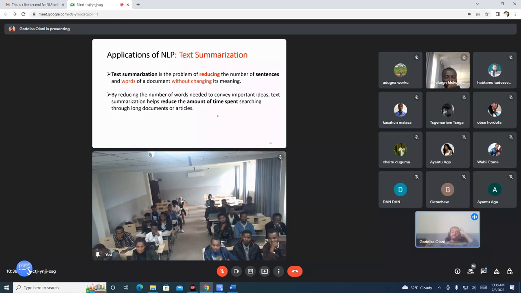Personally, when a paper is published, I go to the abstract first. If the abstract is not interesting, I'm not interested to read or waste my time in going through 12 or 13 pages of the document. Yes, so that's a core point for text summarization.